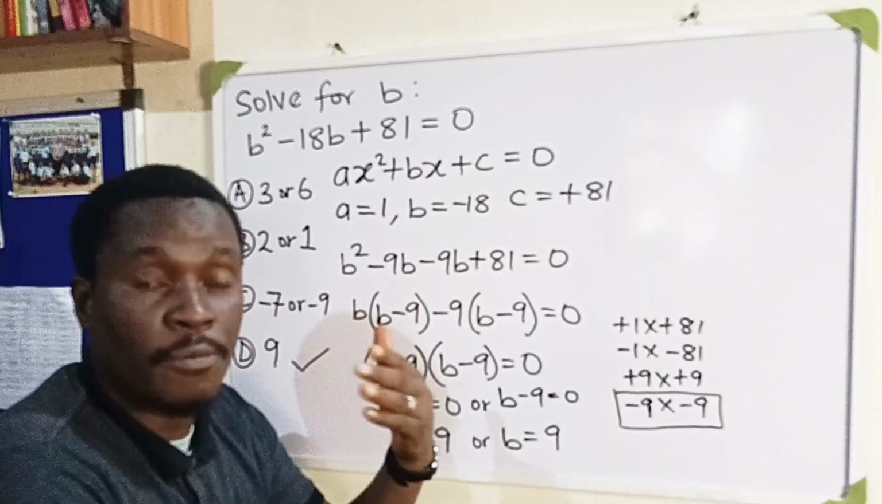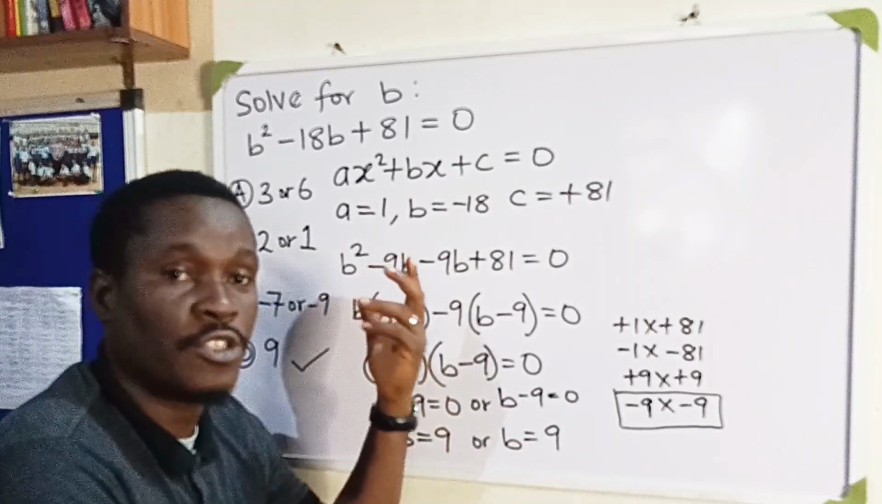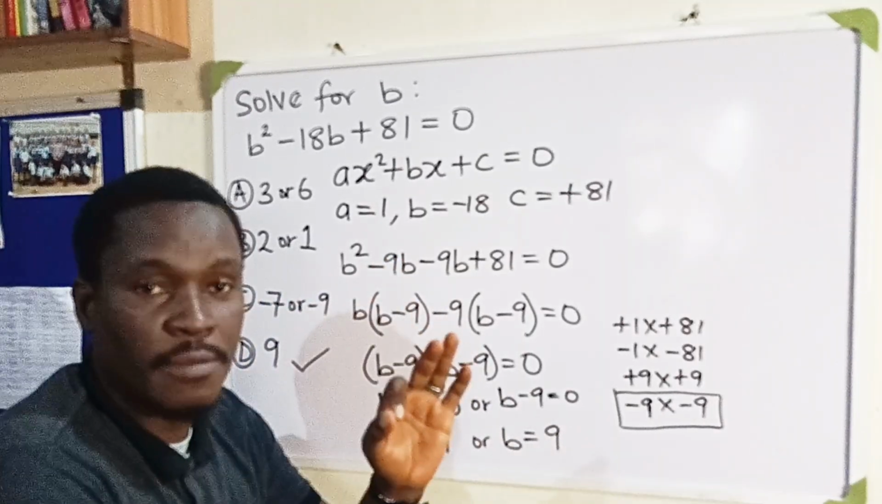So we have been able to solve for b in this quadratic equation using the factoring method.